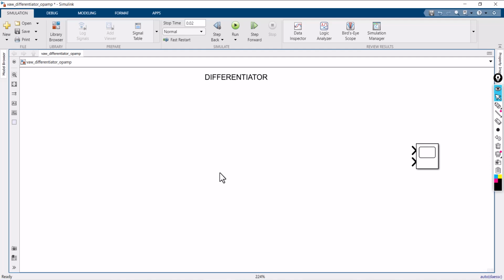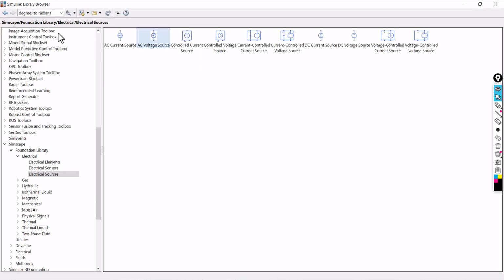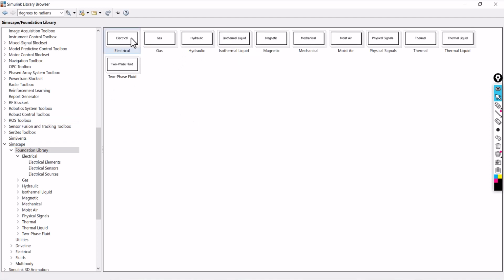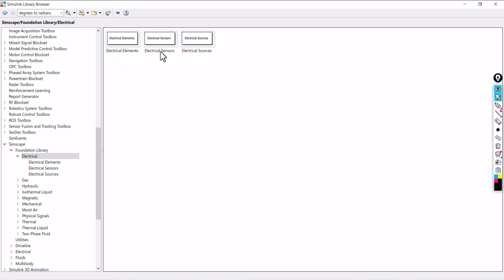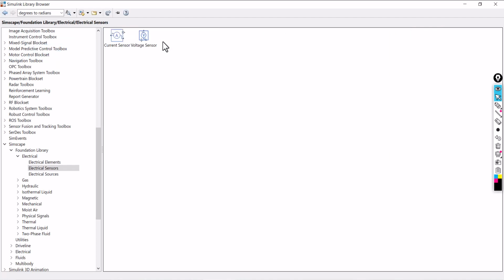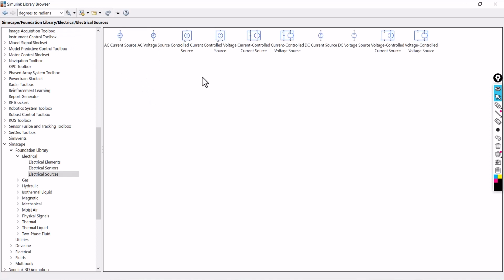First of all, I will let you know where to pick the elements. Go to library browser, go to Simscape, from there go to foundation library, go to electrical, there you have electrical elements, sensors and sources. Go to electrical elements. First I need an operational amplifier, a capacitor and a resistor, and then I want to measure both input as well as output voltage. So I need two sensors, and in my first part I'm going to use an AC voltage source, that is a sinusoidal signal, as the input.